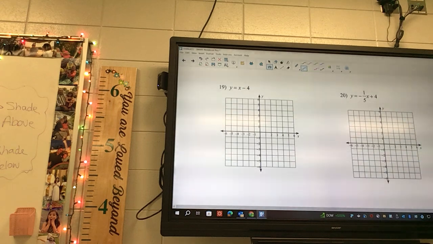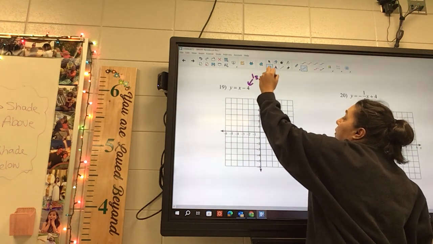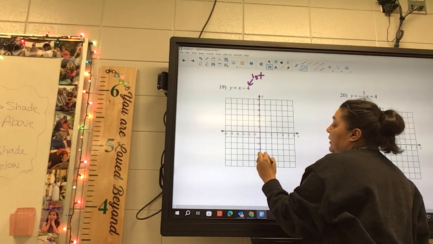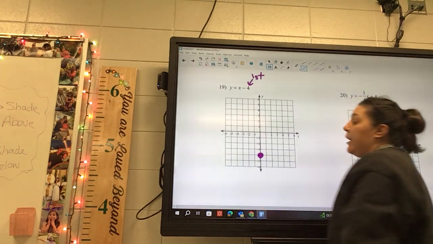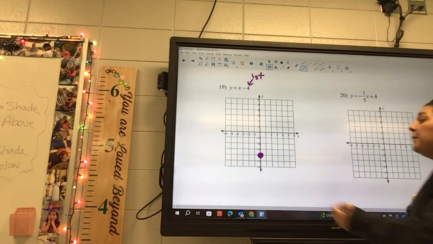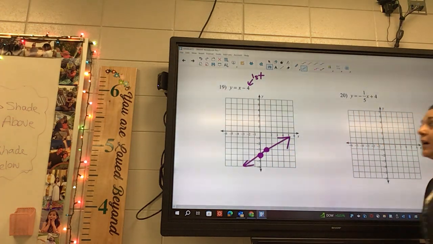Okay, 19, you need to graph this one first. He needs to go first. Okay, and so that starts at negative 4. And then what is my slope? 1 over 1. So we're going to go up 1 over 1 and put our other dot. And then we can connect our 2 dots.